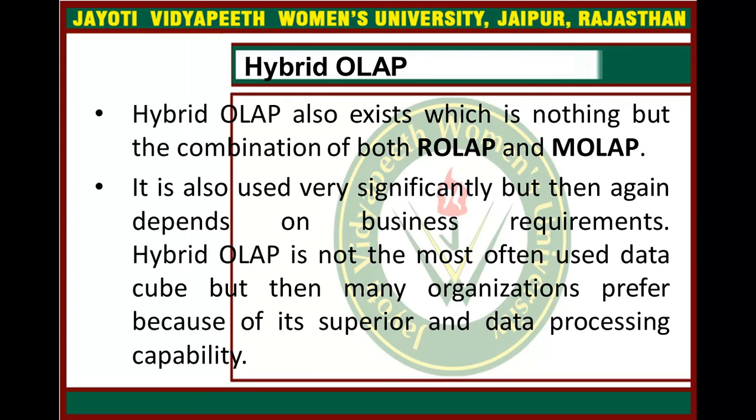Now here another term arises, that is called hybrid OLAP, means HOLAP. This is basically the mixture of the ROLAP and the MOLAP, or you can say the combination of both. It is also used very significantly, but then again depends on business requirements. Hybrid OLAP is not the most often used data cube, but many organizations prefer it because of its superior data proofing, right?